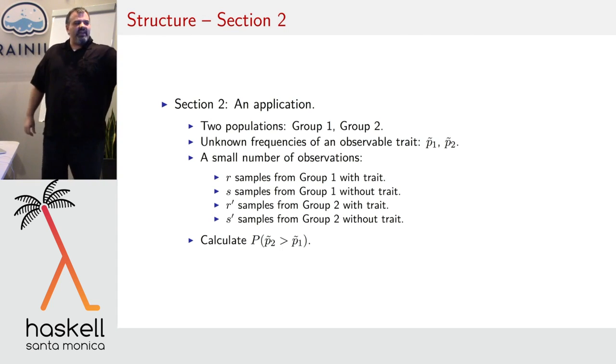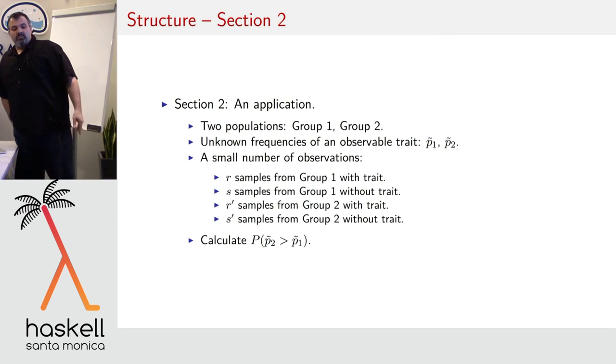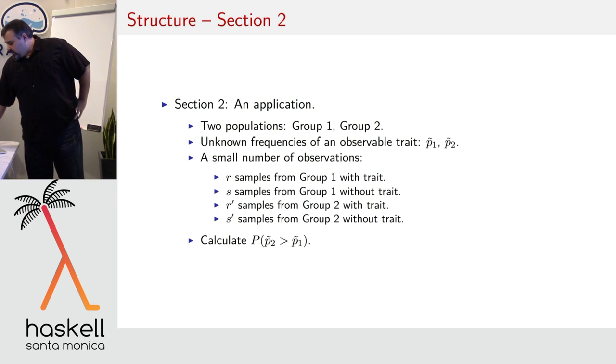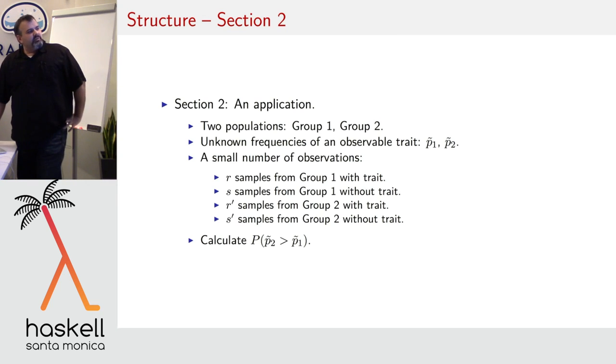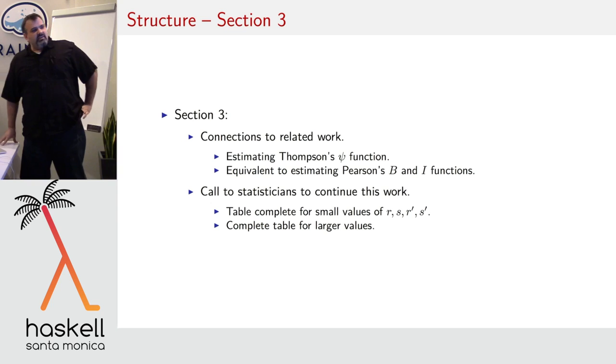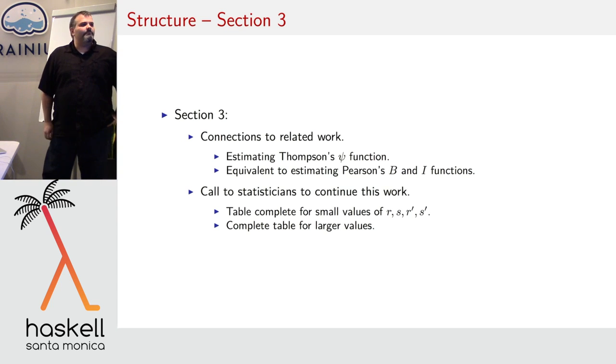And our goal is to calculate the probability that the frequency of being cured in the experimental group is greater than the frequency of just being cured in the control group. So there's actually a lot of difficult math involved in this. I say difficult, it's obvious to Dr. Thompson, but section 3 is kind of like a call to action.